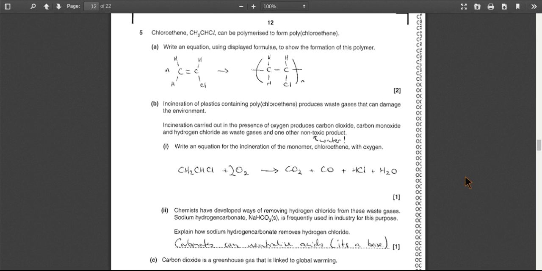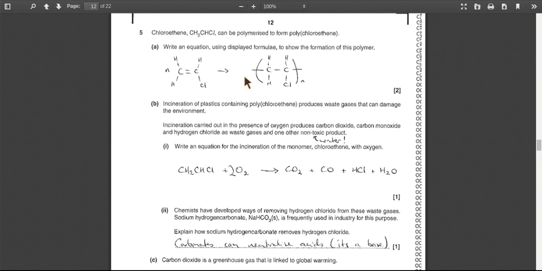Question 5 is a question about the environment, and it's based around the polymer polychloroethene. So the first thing you've got to do is write an equation for the formation of the polymer. So there's your monomer. Make it look like an ethene molecule. It makes it much easier to write. Don't forget the N, representing the large number of monomers.